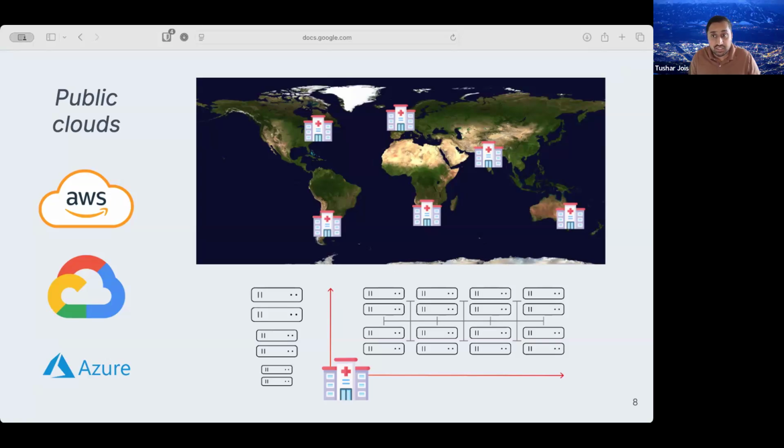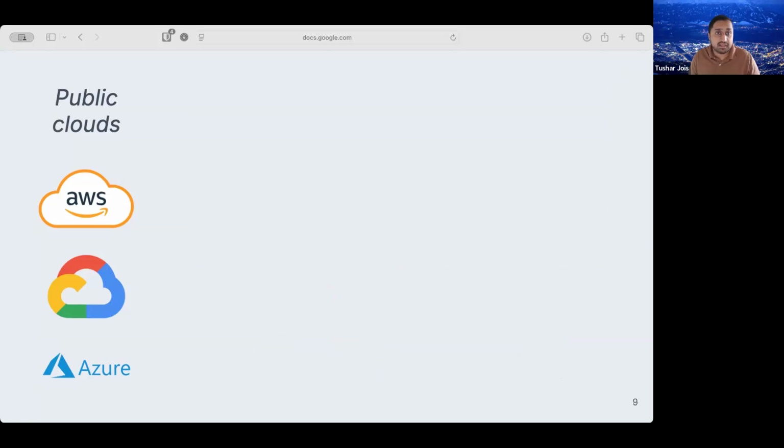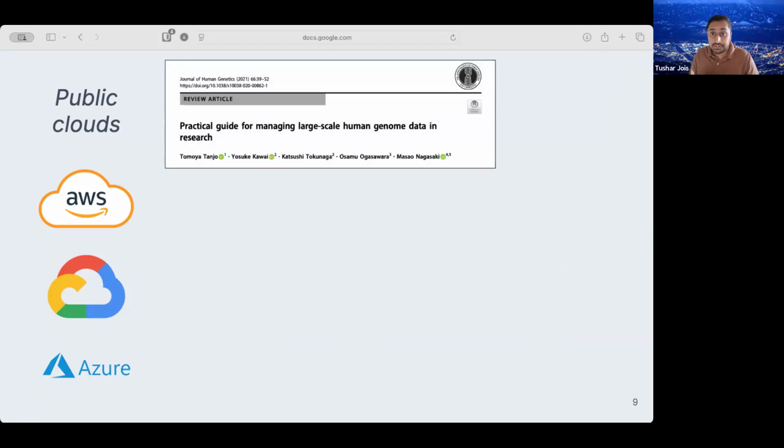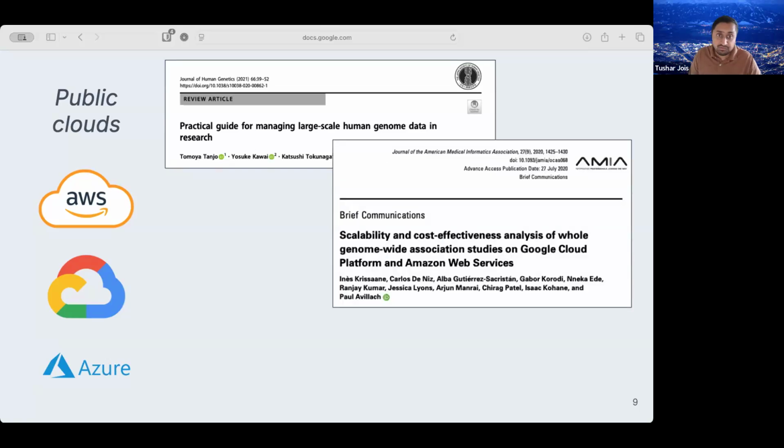Now, despite all these advantages, public clouds have their costs, like literal costs. They cost money. And human genome data is very large. It's exceptionally large scale. Some even consider it more large scale than astronomical data. So this means it costs a lot of money to do genomics on these public cloud platforms. And indeed, individuals in the bioinformatics community are starting to sound the alarm.